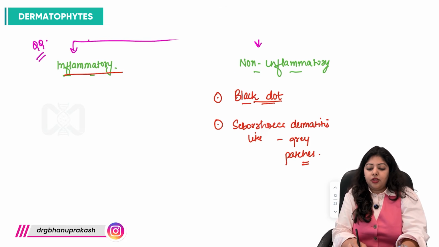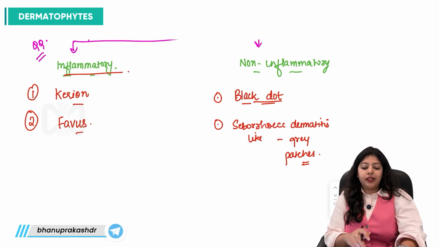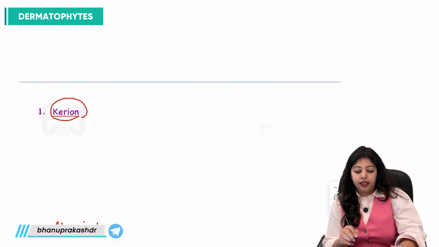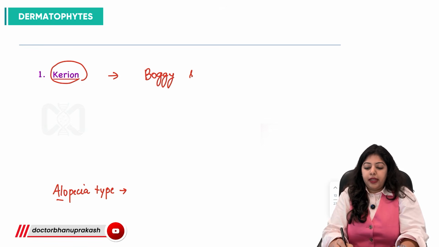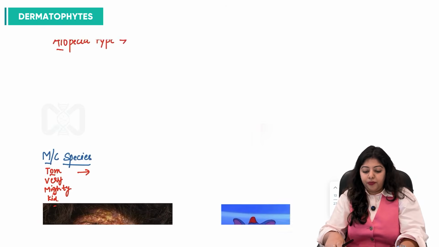Whereas in inflammatory Tinea capitis infection, there will be two types. One is Kerion, the other one is Favus. Kerion as well as Favus. So firstly, let us talk about Kerion, right? Kerion is nothing but a boggy swelling which is well circumscribed, right? So let's first see the image for Kerion.